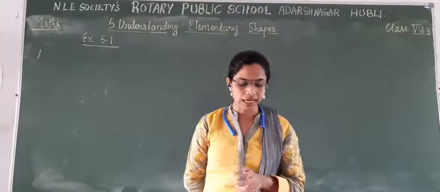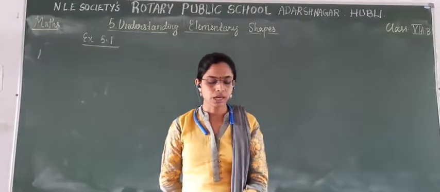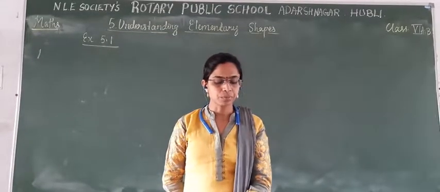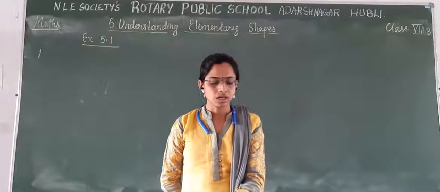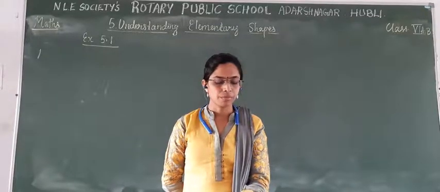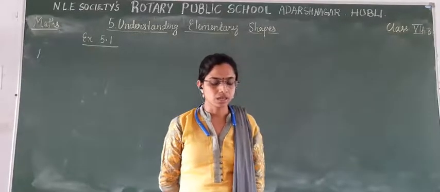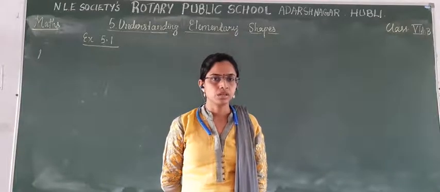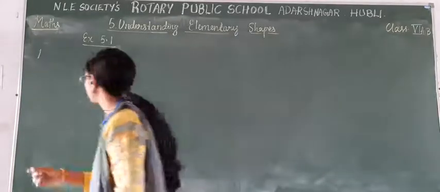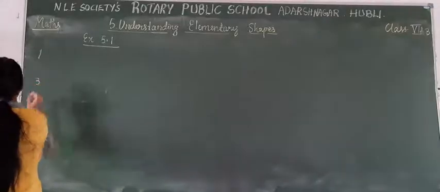Third question. Draw any line segment, say AB. Take any point lying between A and B. Measure the length of AB, BC and AC. Is AB equal to AC plus CB? So, question number 3. We will go to question number 3.